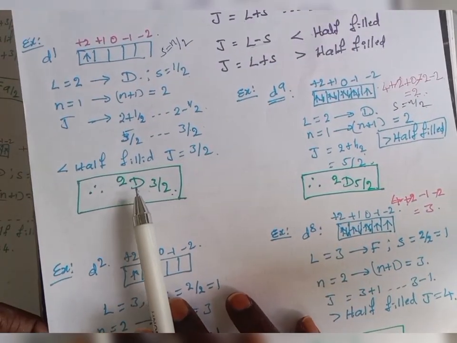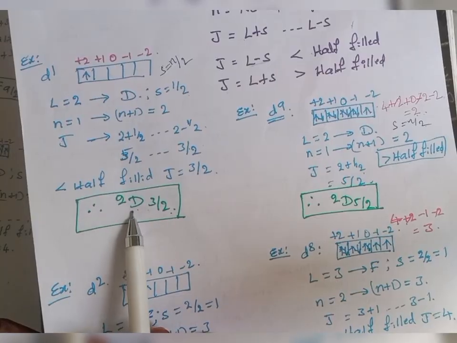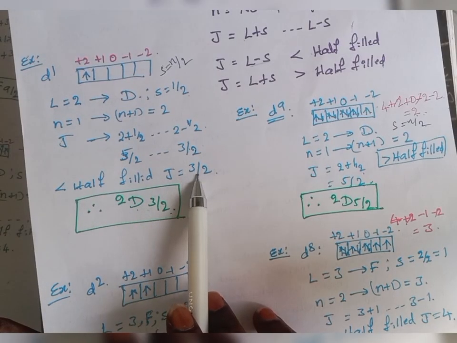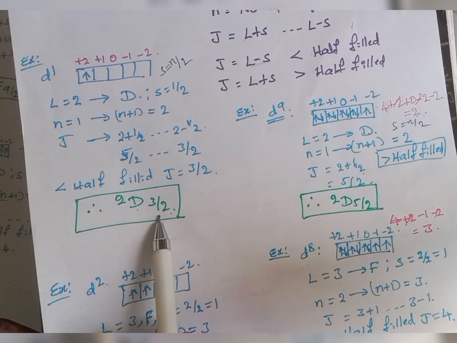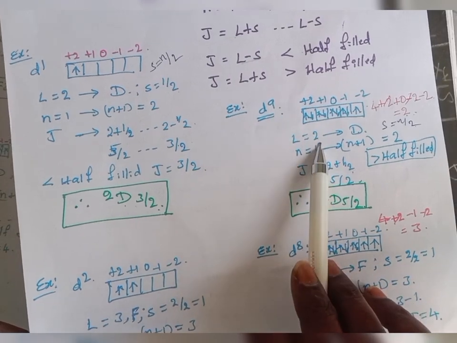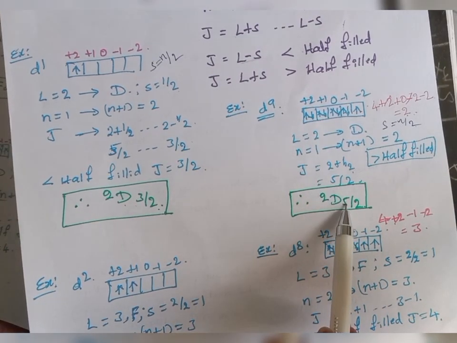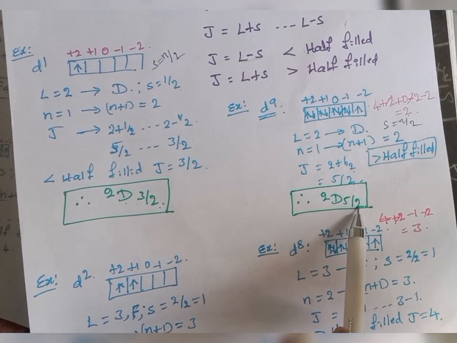So if you see here, for D1, it is less than half filled, so we have taken the lowest J value as the ground state term. For D9, it is greater than half filled, so we have taken the highest J value as the ground state.